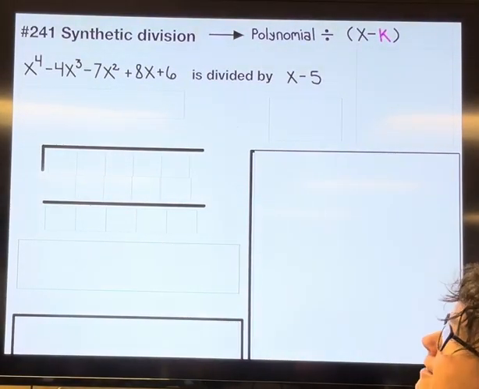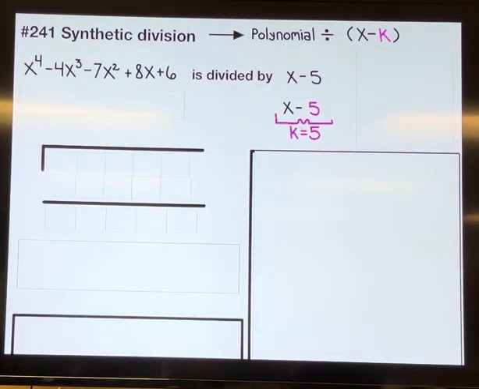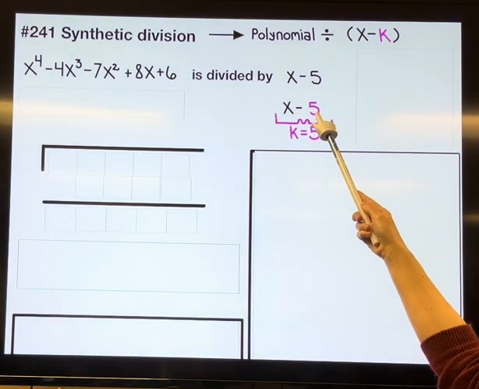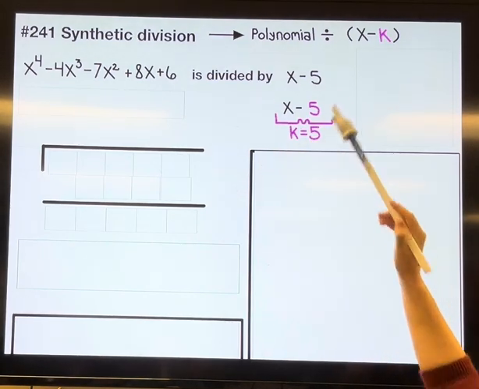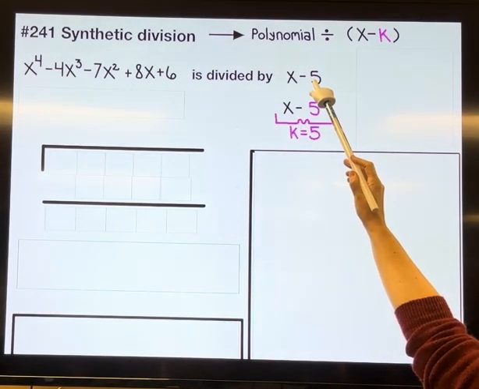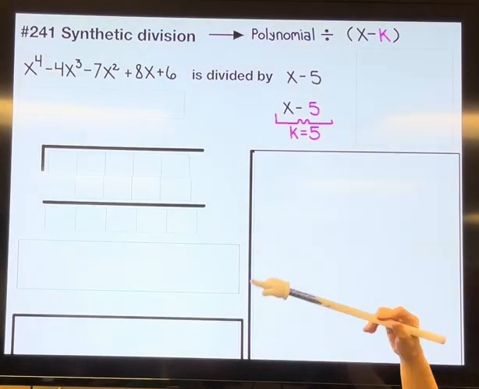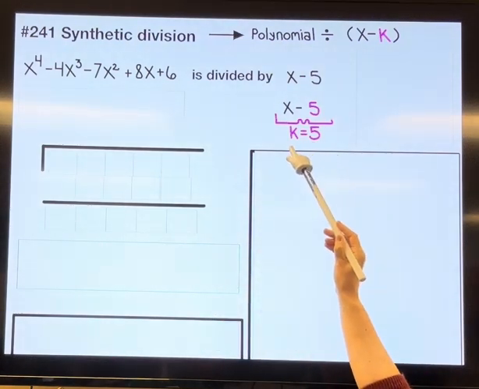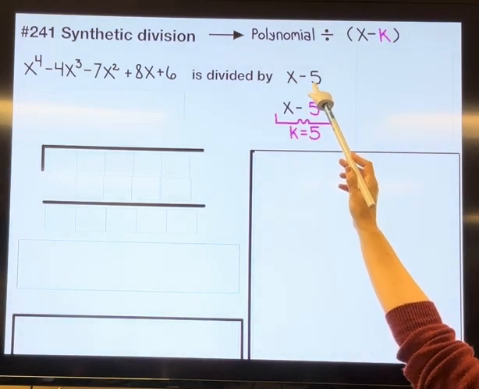So we're gonna go through synthetic division, which is a shortcut when you're dividing by x minus k is what it's called. So x minus 5 is like x minus k. And so the k in this one is 5. Notice that if this is a negative 5, my k is positive 5. If this would have been dividing by, say, x plus 5, then this would be a negative 5. So step one is to realize to use the opposite of this number.